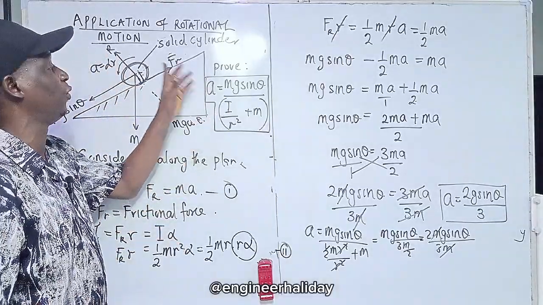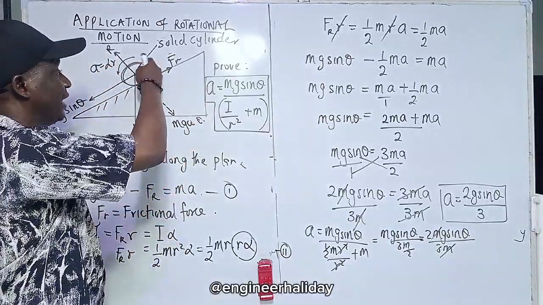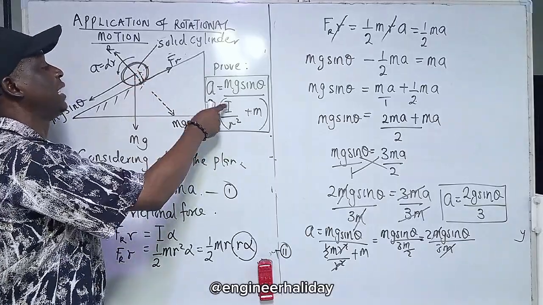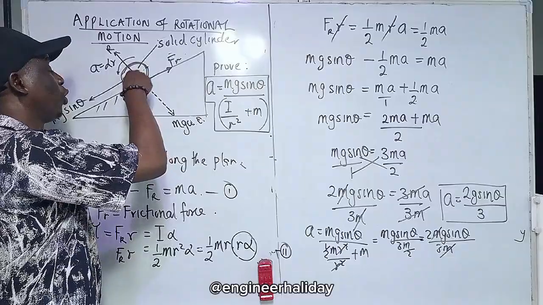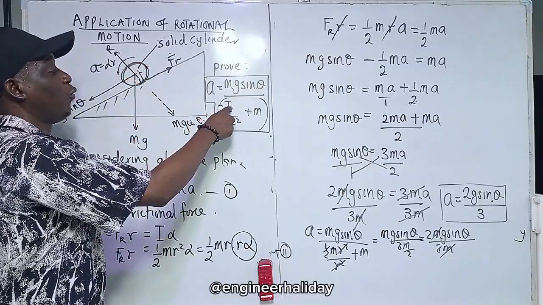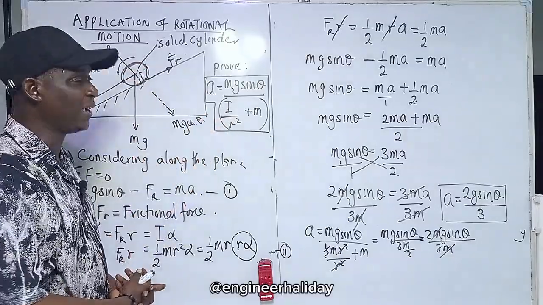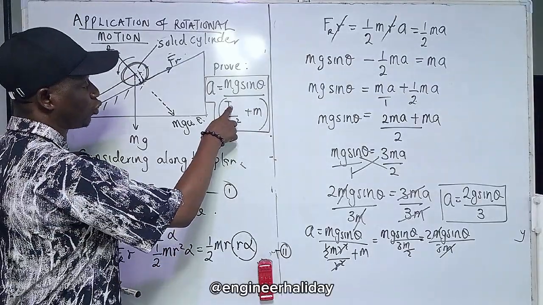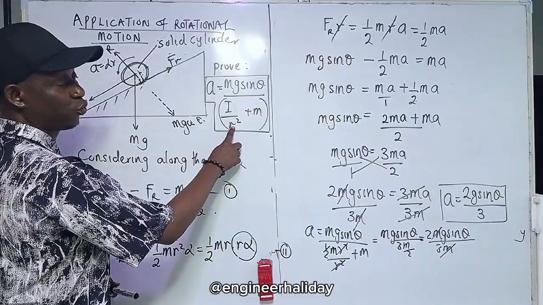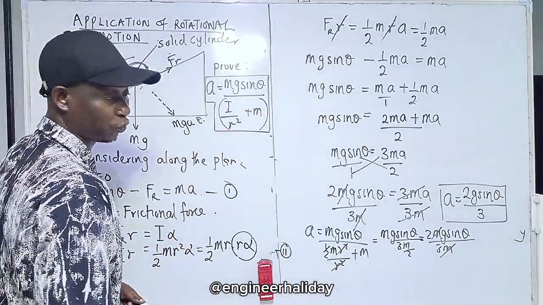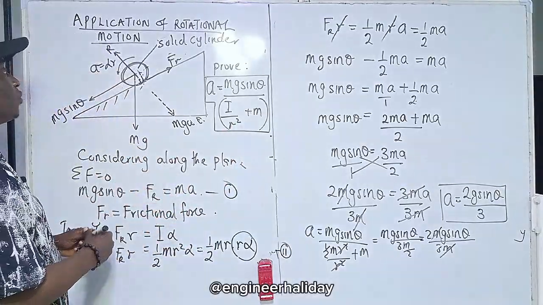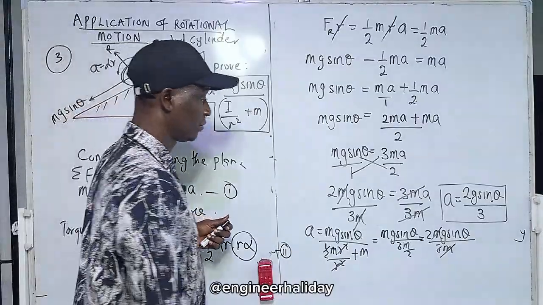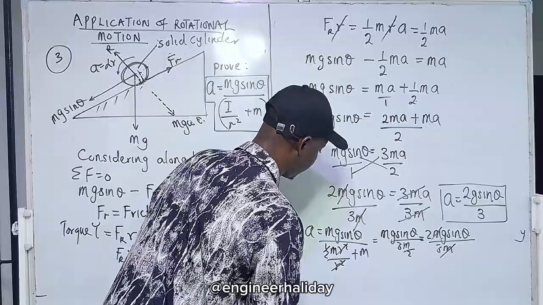So I can take any of them, depending on the rolling object. If the body that is rolling is a sphere, 2 over 5 MR square. If it's a solid cylinder, 1 over 2 MR square. If it's a rod that is rolling about the center, 1 over 12 ML square. So it depends on the case that you are talking about. If it's 1 over 12 ML square, this one will take L square. So that is the third application.